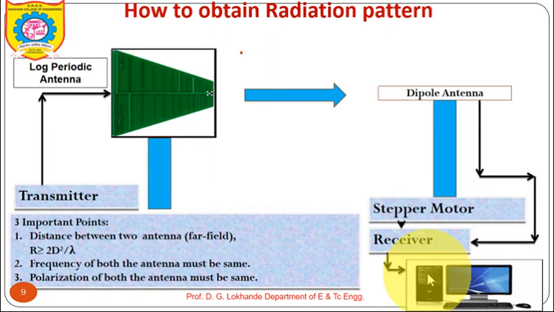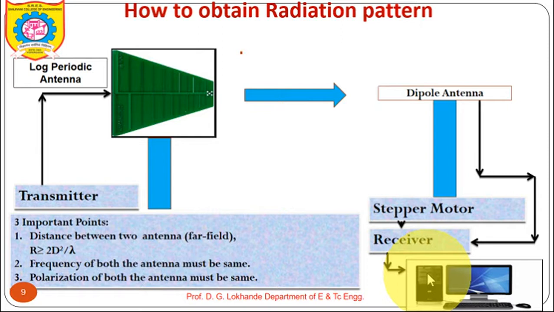The distance between the two antennas is called the far field, which is the minimum distance between the transmitting antenna and the receiving antenna. This distance will be r greater than or equal to 2d square upon lambda. The second point is that the frequency of both antennas must be the same. So the tuning frequency of the transmitting antenna and the receiving antenna should be the same, so that both antennas are tuned properly and we get the maximum strength of the signal.